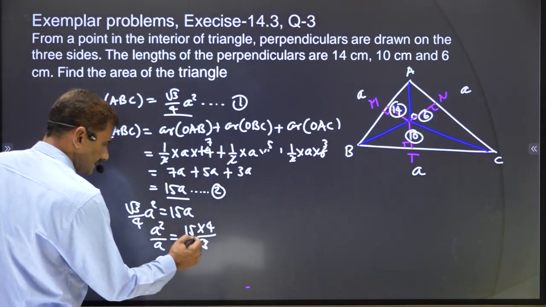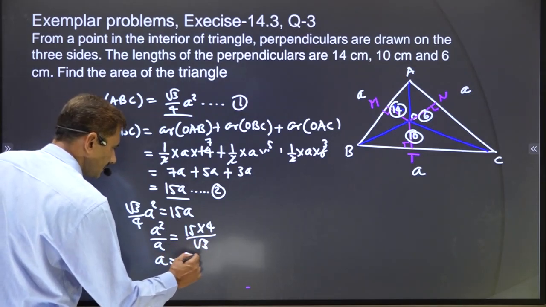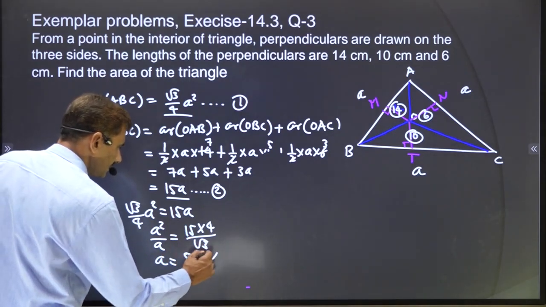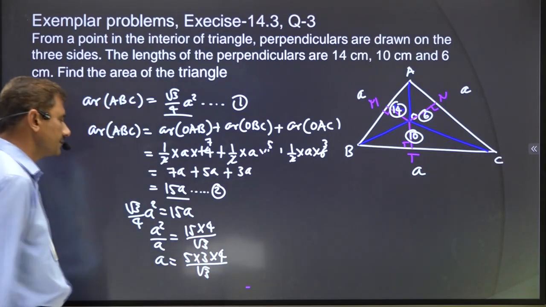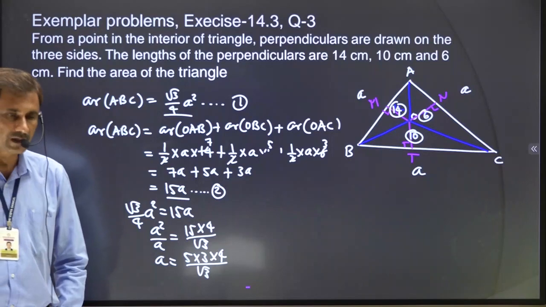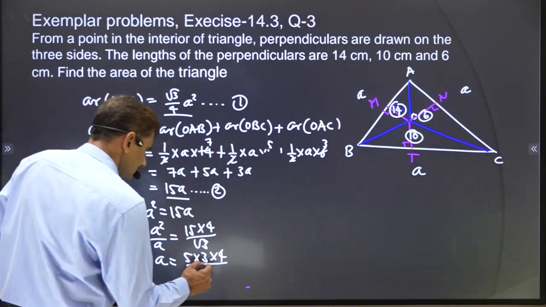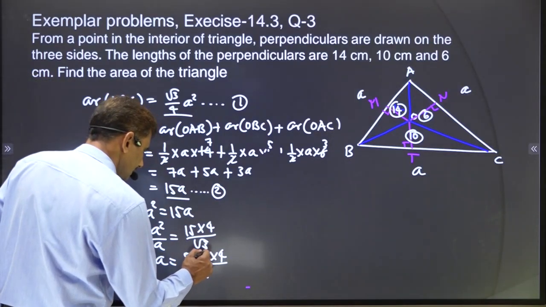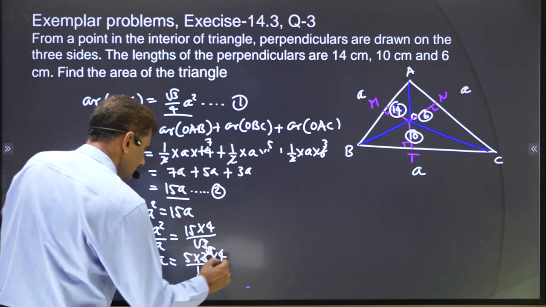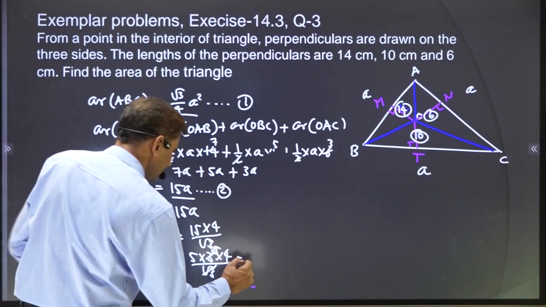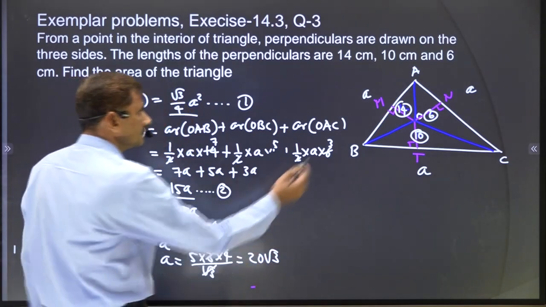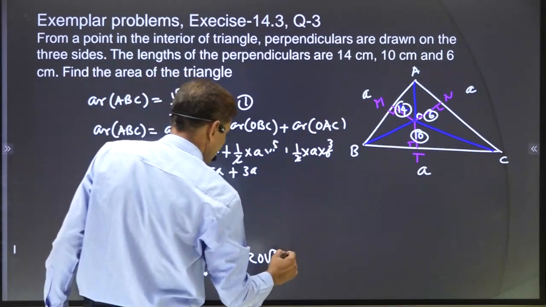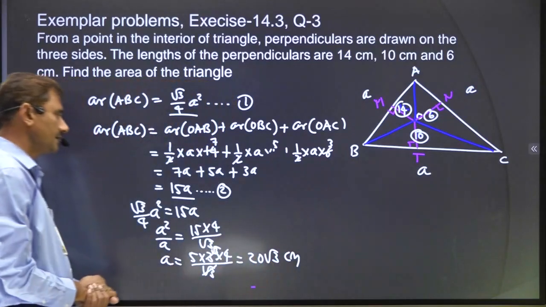Now for cancelling root 3, I just factorize 15 this way. So that root 3, 3 means root 3 will be cancelled out. So this will be cancelled out and root 3 is left here. So it will be 20 root 3. Okay, the unit is centimeter there. So side also 20 root 3.